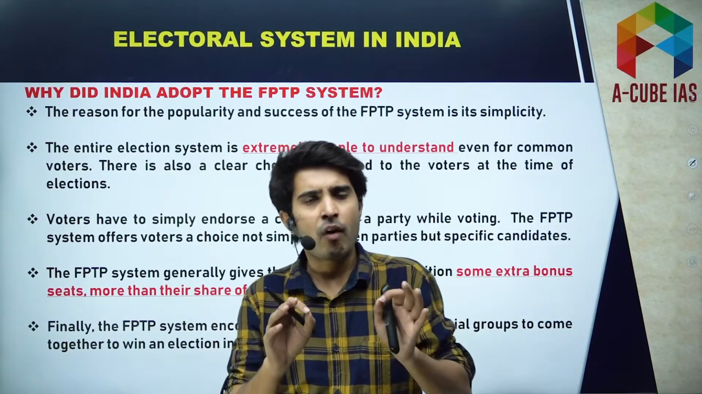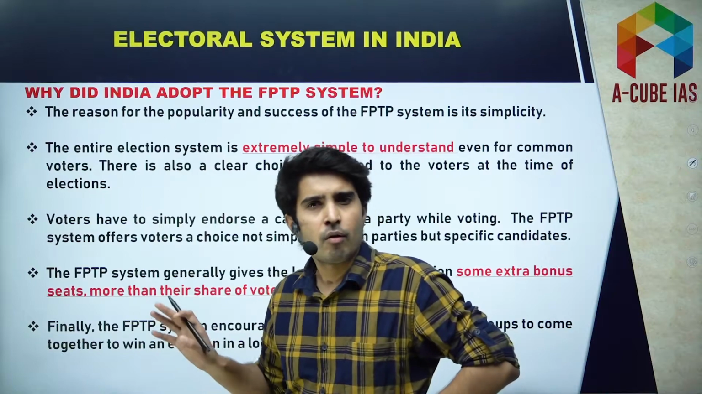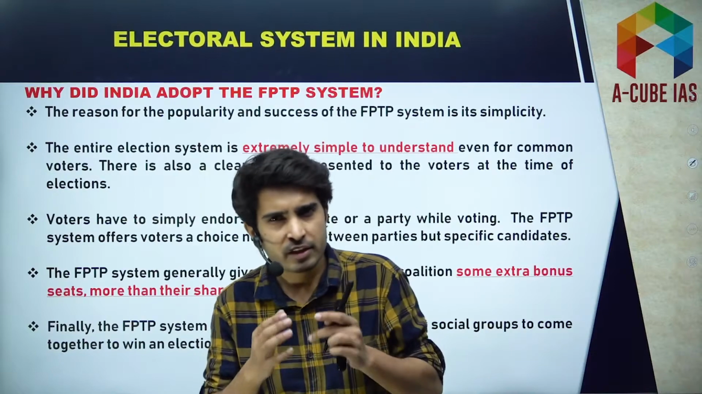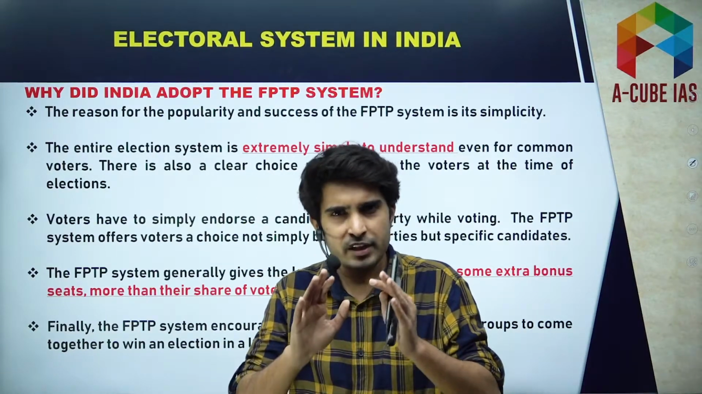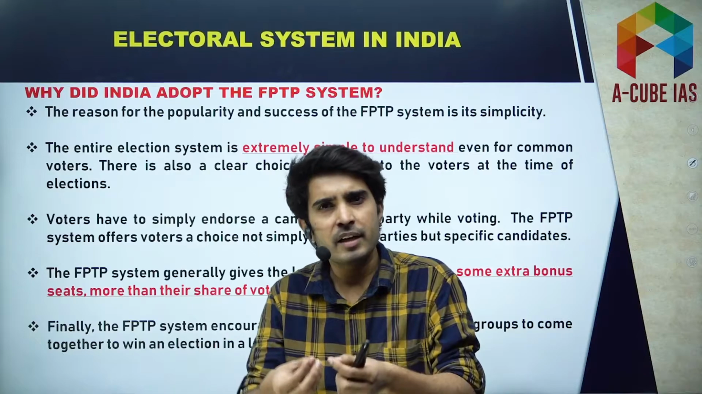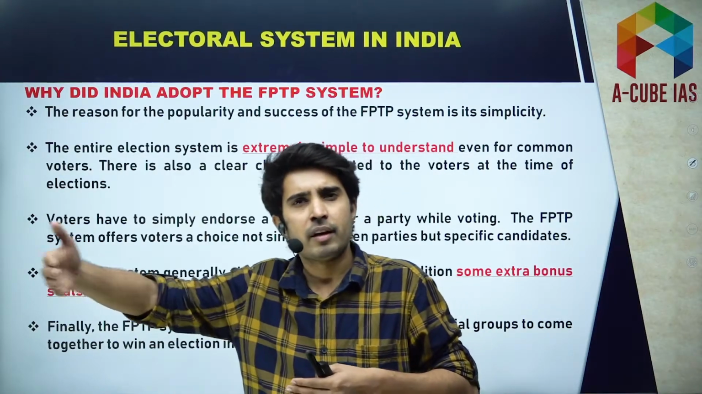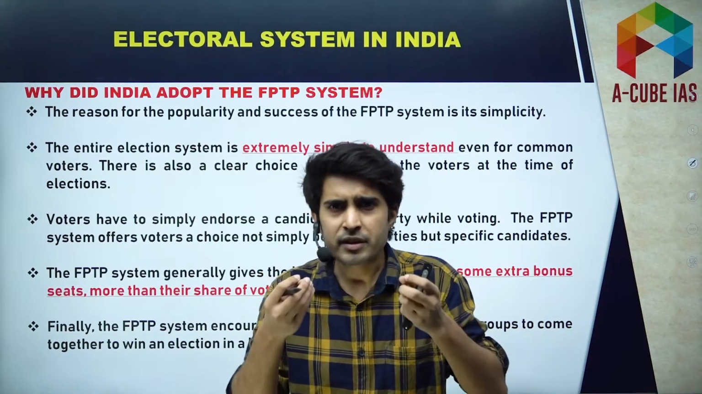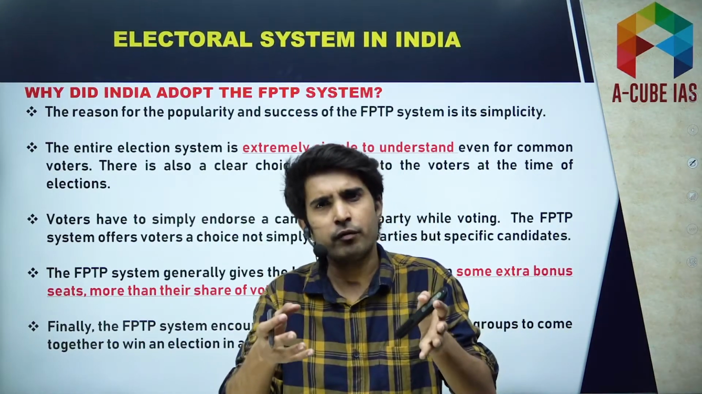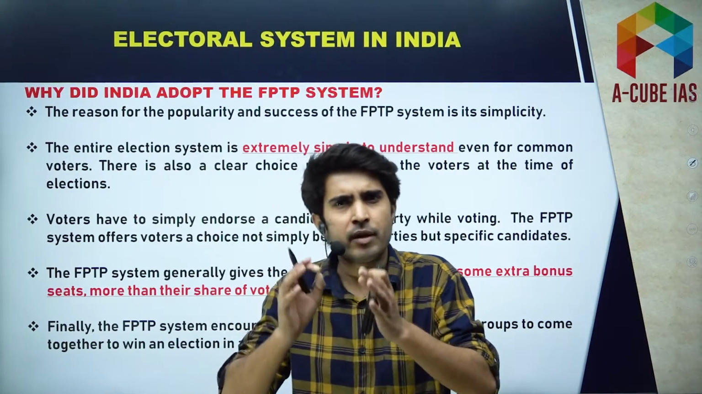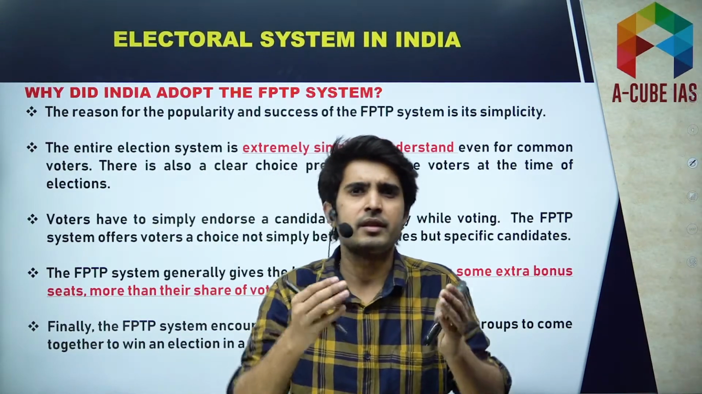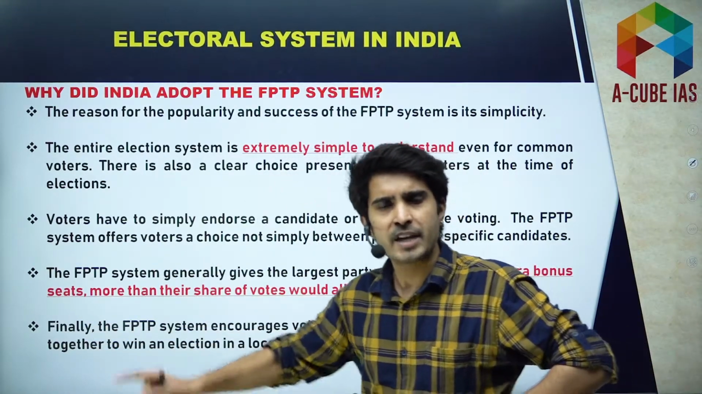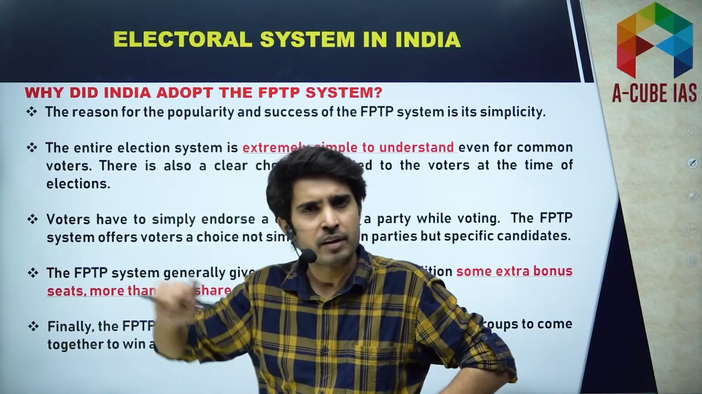Now let's try to understand why we chose the FPTP system over the PR system. This FPTP system is very easy to understand. It is a very simple concept that a candidate needs to secure more votes than other candidates, and that person will be declared elected. So common citizens who do not have an adequate amount of knowledge when it comes to politics and elections can also understand this concept. It's not rocket science. That's why India decided to adopt the FPTP system.